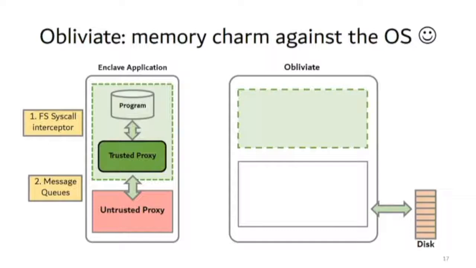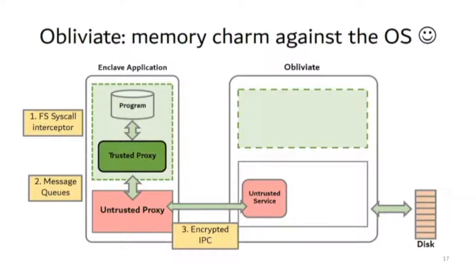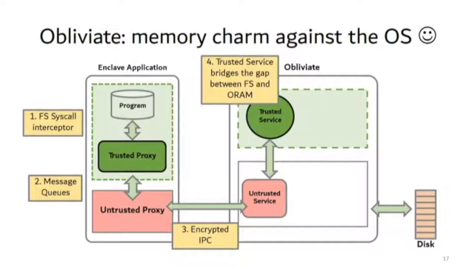What this application is going to do is take the messages, by which I mean the system calls, whatever system calls it wants, encrypt them, and send them to Obliviate using encrypted inter-process communication. After it sends them there, in Obliviate, which is again an enclave, we have a trusted service which is going to bridge the gap between file system operations and ORAM. Now, ORAM, as we just saw, was very simplistic in its model, whereas a file system has a few complex operations that you have to do.